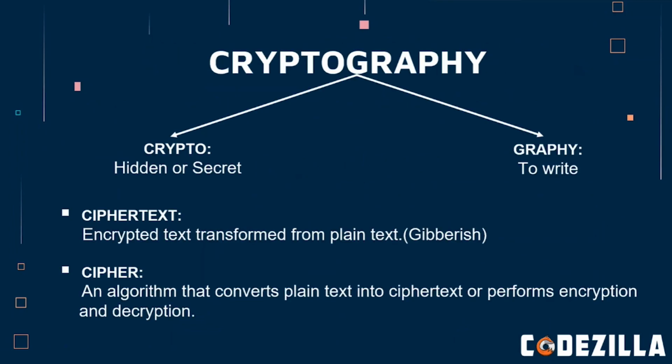The roots of the word cryptography lie in ancient Greek. Let's now break this word into two, where crypto stands for hidden or secret and graphy stands for to write, roughly translating to secret writing. Do you remember coming across the word gibberish a few times in the video? Well, now that gibberish has got a proper term known as ciphertext, or code sometimes. That is the text we obtain after the conversion of plain text.